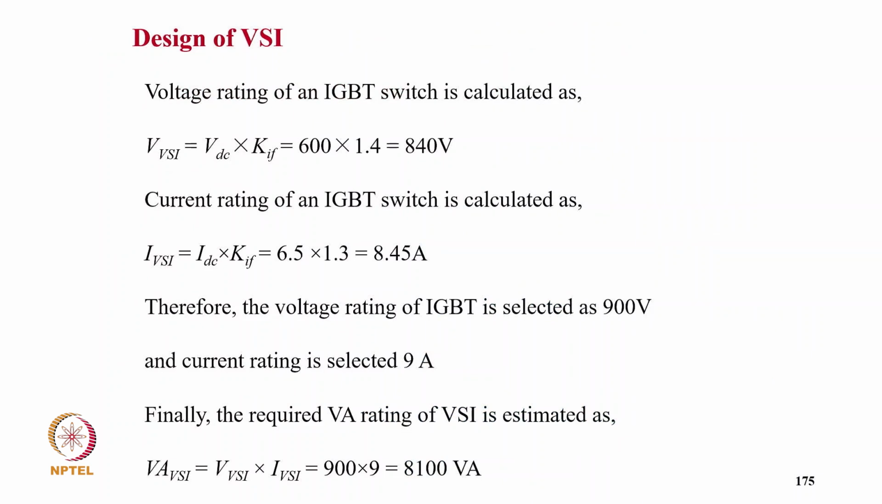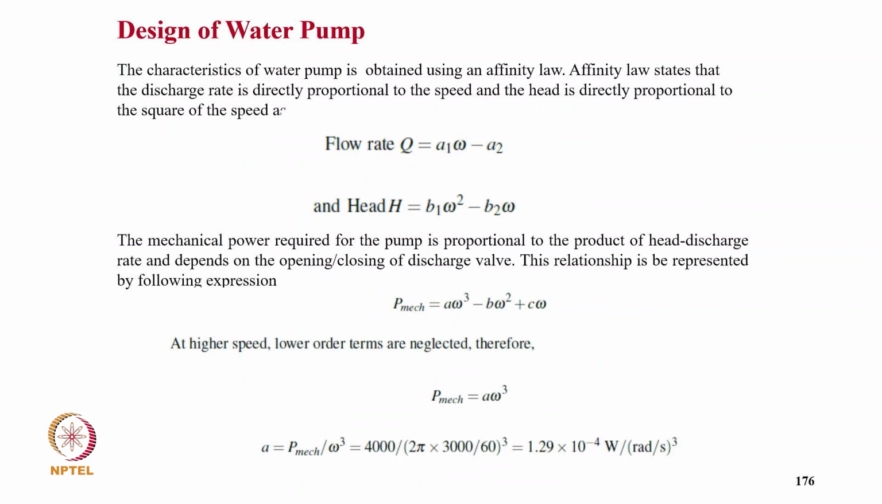Similarly, we select the rating of the IGBT voltage. So VSI voltage equals VDC into a factor with the safety factor, 840 volt, and the current rating also with the safety factor, and we can select the IGBT of 900 volt with 9 ampere. Finally, a VSI of 8.5 kVA.